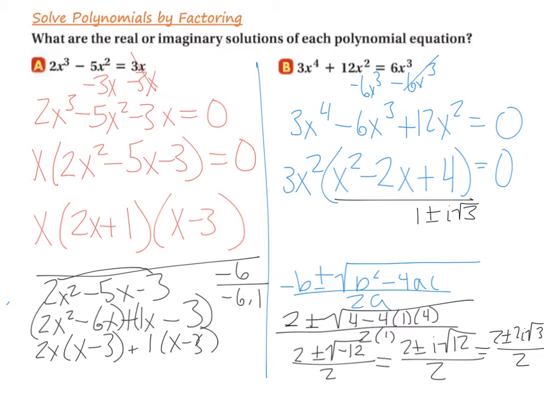And then to figure out the solution for my 3x squared, I set that equal to 0 and divide by 3. Okay, and I end up with x is equal to 0. So my three solutions are going to be x is equal to 1 plus or minus i square root of 3, and x is equal to 0.